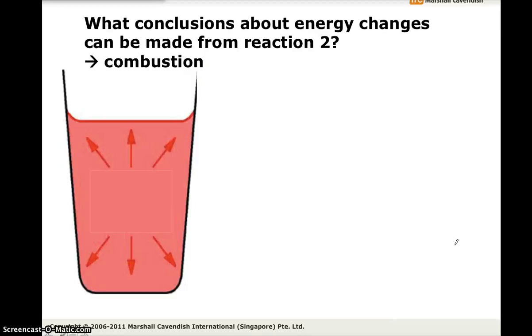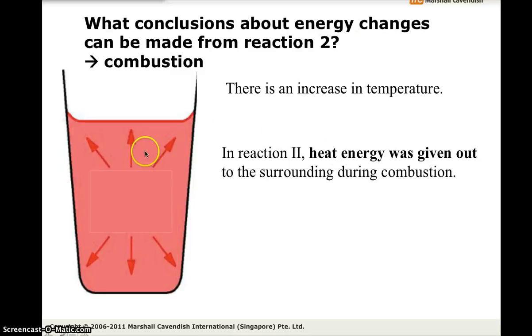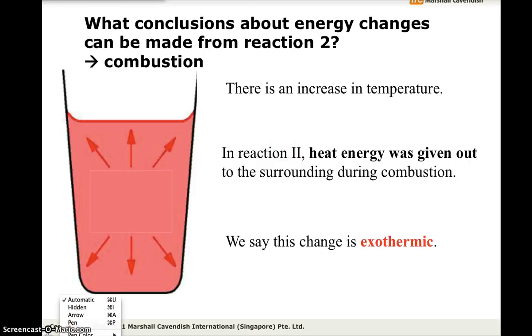On the other hand, for the second reaction, we have combustion, right? So for combustion, there is an increase in temperature. Again, we are referring to the temperature of the surrounding, okay? And this increase is due to the fact that heat energy was given off to the surrounding during combustion. So for this kind of reaction, we call it exothermic reaction.